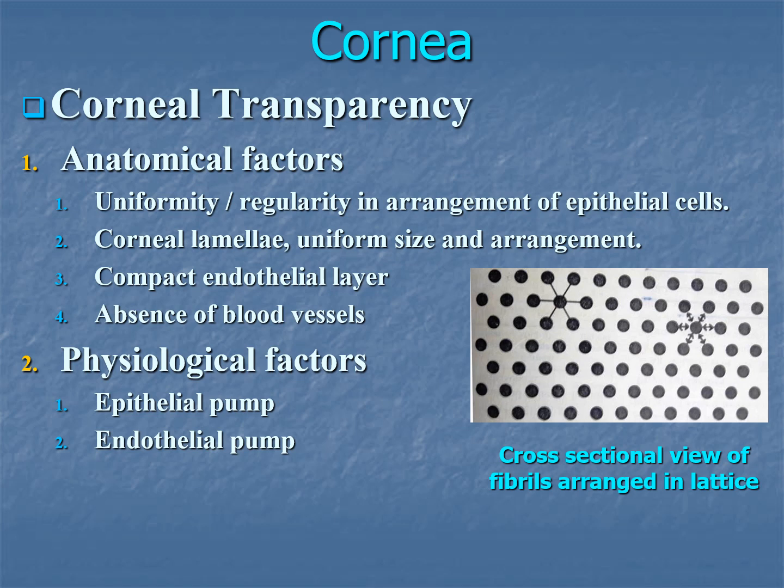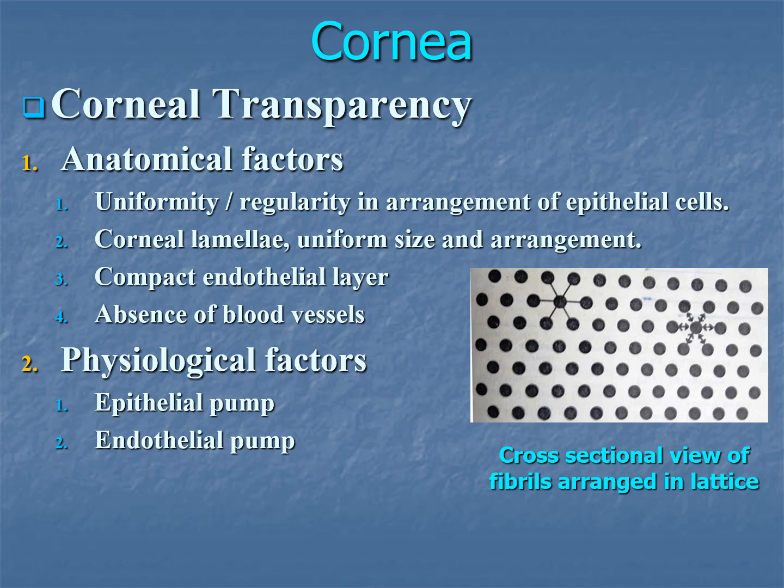And the compact endothelial layer, the aqueous cannot pass through this compact layer of endothelial cells into the substantia propria. And of course, the absence of blood vessels. No blood vessels are present in the cornea. It's an avascular structure. And the physiological factors are the epithelial pump and the endothelial pump. Both pumps are energy consuming pumps.